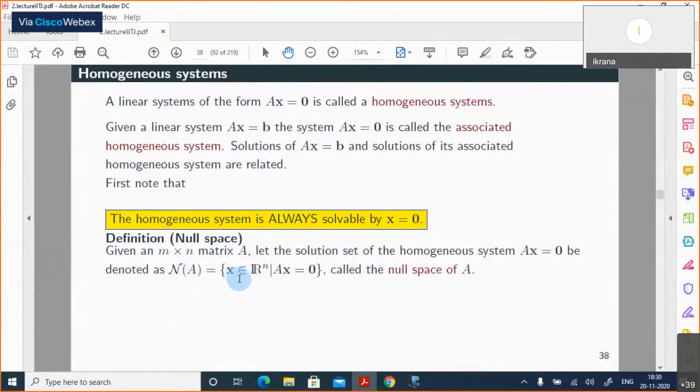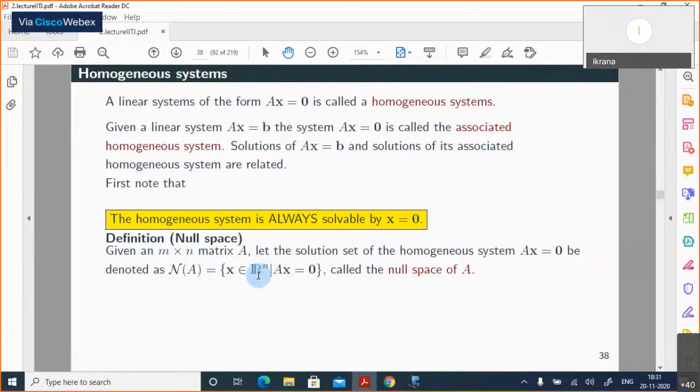So these are all elements of Rn such that, when written in matrix form, AX is equal to 0. This is called the null space of A. So we are associating a special space with respect to the matrix A, and that is called the null space. If A is M cross N, then the null space is a subset of Rn, where n is the number of columns.